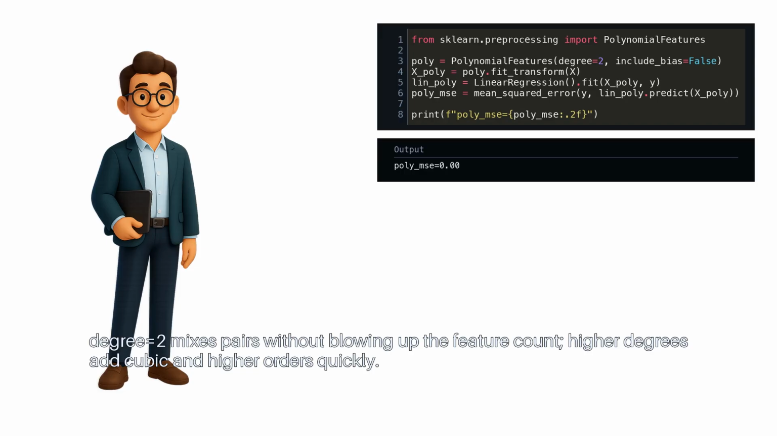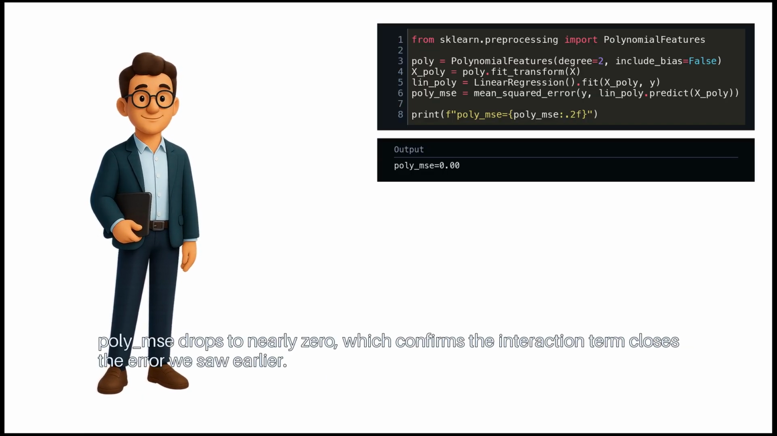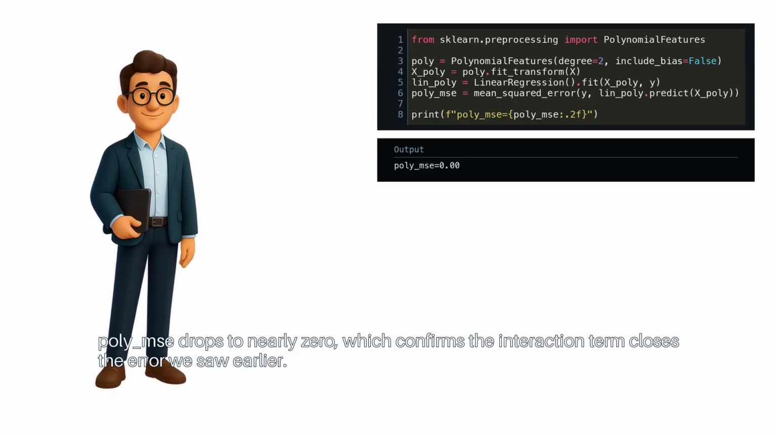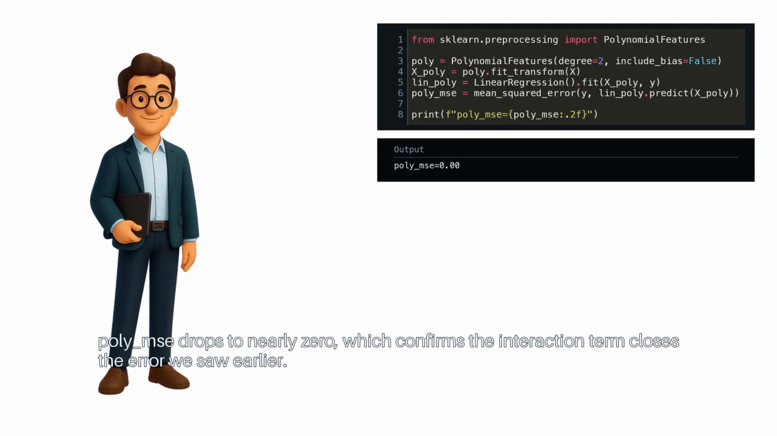Degree equals 2 mixes pairs without blowing up the feature count. Higher degrees add cubic and higher orders quickly. Poly MSE drops to nearly 0, which confirms the interaction term closes the error we saw earlier.